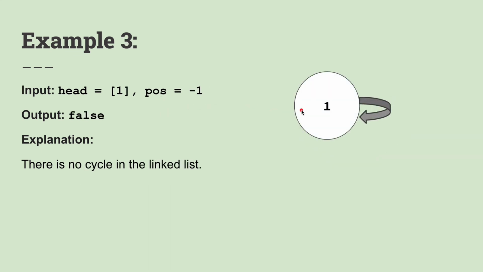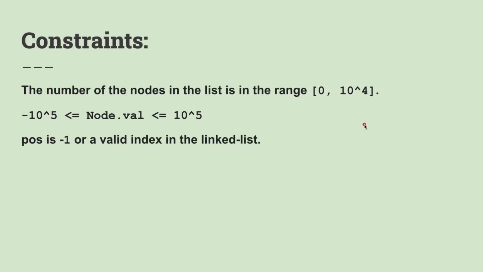First we saw a couple of nodes, then at least 2 nodes. Now let's suppose there is only 1 node and we have been given pos -1, right? So -1 is not possible in this case, because there is only 1 node. We can take position 0, but -1, how will we go there? So there is no cycle in the linked list. There is only 1 node, so we'll say it's false.